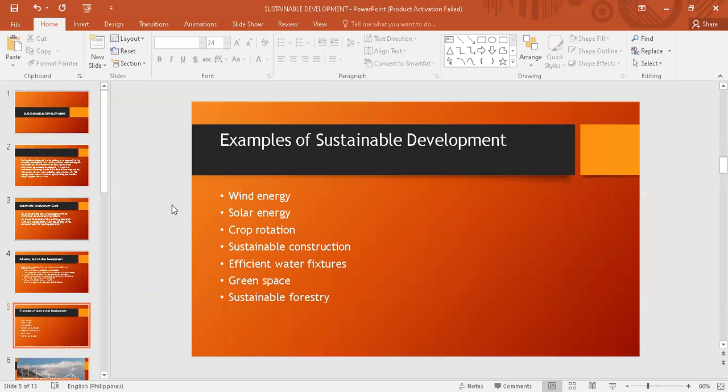So meron tayong wind energy, solar, crop rotations, sustainable construction, efficient water fixtures, green space, and sustainable forestry. Some of these are medyo bago sa akin. Una, yung wind energy. Sa wind energy po, yung paggamit ng wind power, okay, kung aware kayo dun sa tinatawag nating windmill, yan. Ito ay isang sustainable development wherein you convert the wind into more kagamit-gamit siya sa energy.